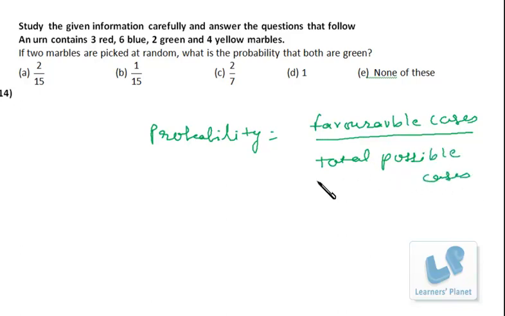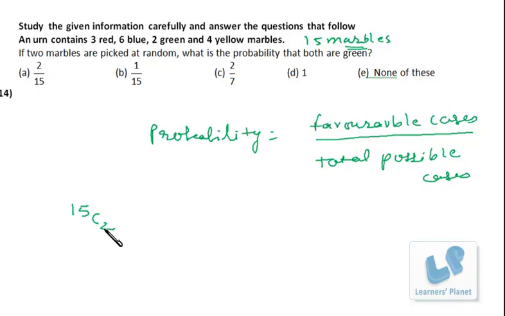Okay, so here we see that 3 red, 6 blue, 2 green and 4 yellow. That means in all 15 marbles are there. Now, what will be the total number of cases, that is possible cases for selection of 2 marbles out of 15? So that is 15C2. These are the total number of cases.